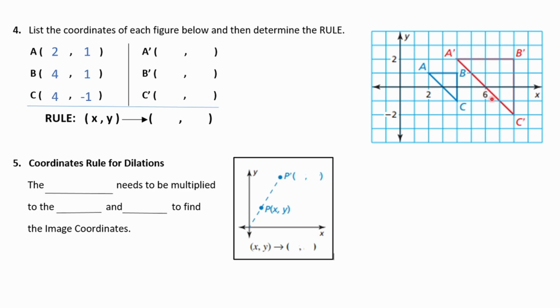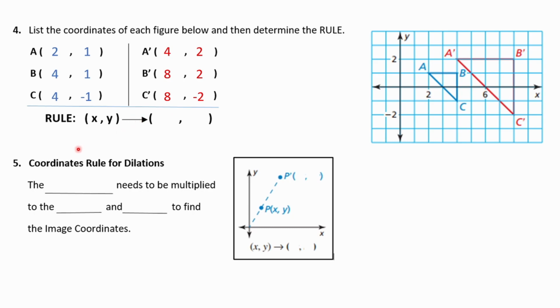And then if we look at our prime figure, our image, after we've done our transformation, or our dilation in this case, we have A prime, B prime, and C prime. If I go over to A prime, I'm over 2, 4, and up 1, 2. So the point 4, 2. And if I look at B prime, I go over 2, 4, 6, 8, and up 1, 2. So I have the point 8, 2. And finally, C prime is over 2, 4, 6, 8, and down 2. So I have the point 8, -2.